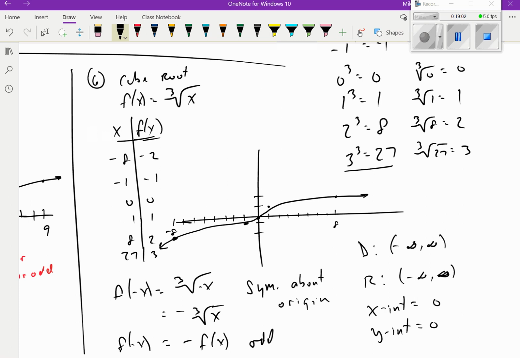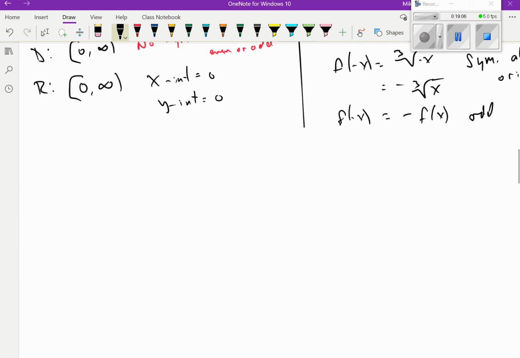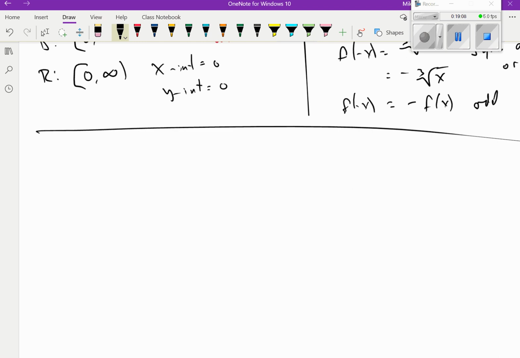Okay? So that is almost all our functions here. So that was number 6. I think we had 9 of these overall. So number 7, I want to talk about the reciprocal function.